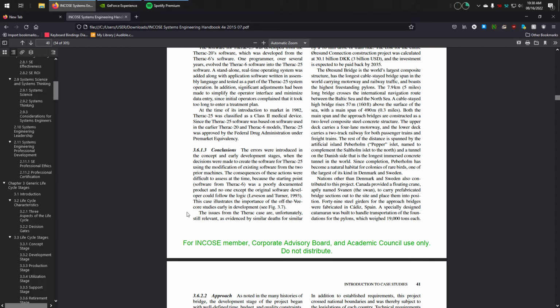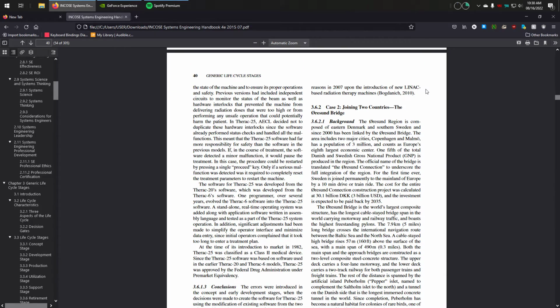The issues from the THERAC case are, unfortunately, still relevant, as evidenced by similar deaths for similar reasons in 2007 upon the introduction of the new LINAC-based radiation therapy machines.